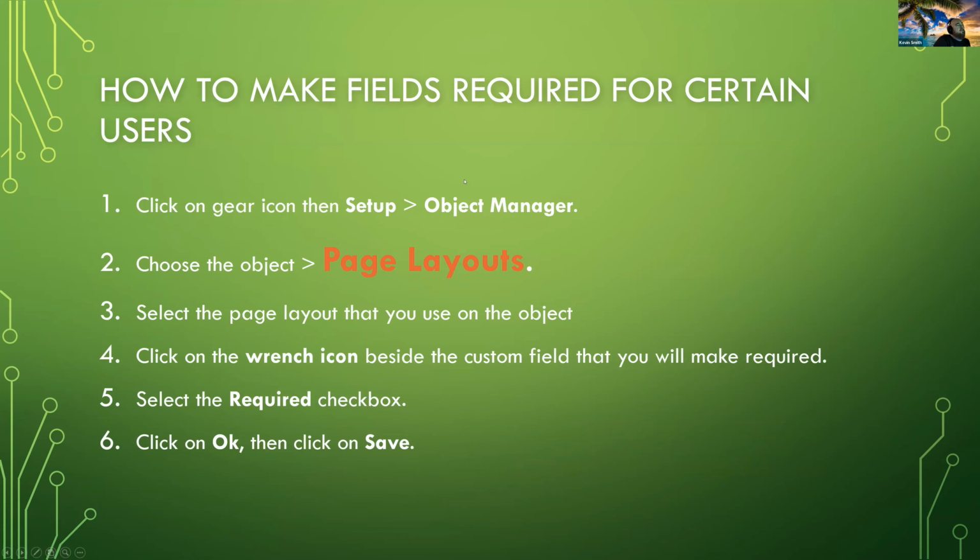Page layouts. Now, the next one here, if I do this right, there we go. How to make fields required for certain users. Sorry, I was doing this late last night. You want to click on the gear icon as we discussed. Go to your object manager, choose the object, and then look at the page layouts. This is how you make it only for certain users. So if you want one department that uses a different page layout versus another department, this is how you want to do it. So that department is required to get that data that you're looking for. You select page layout, you click on the wrench, call it required, click on OK, you save it.